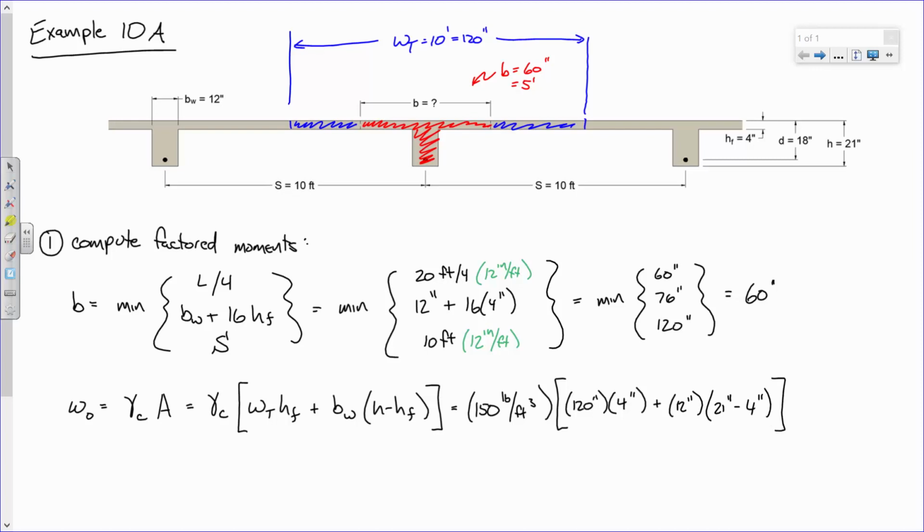Does anybody have a problem with that? This is in cubic feet. What are the units inside this bracket going to be? Square inches. So I need to convert that to square feet. How do I convert square inches to square feet? I want square feet. I have square inches. Well, 144 square inches is 1 square foot. So what does that come out to be?